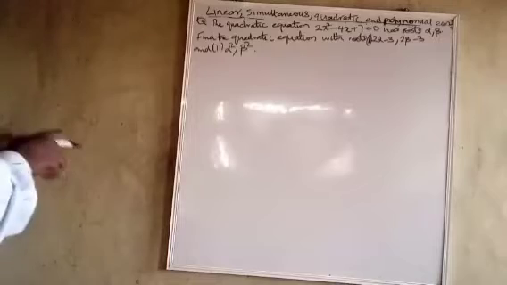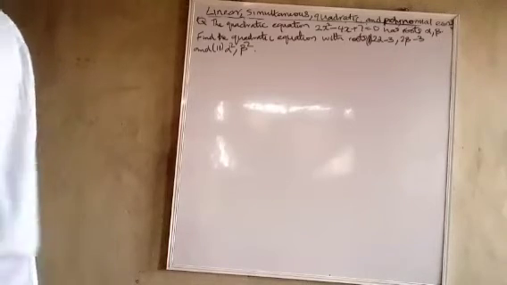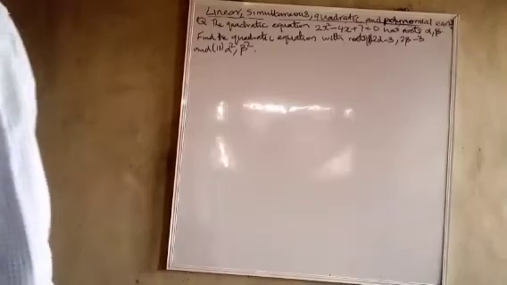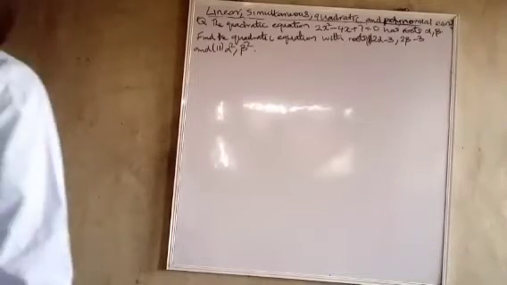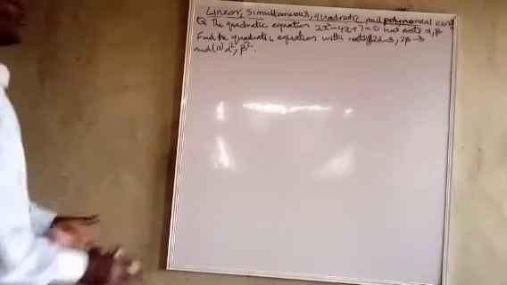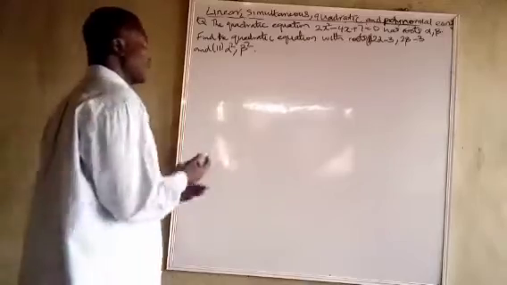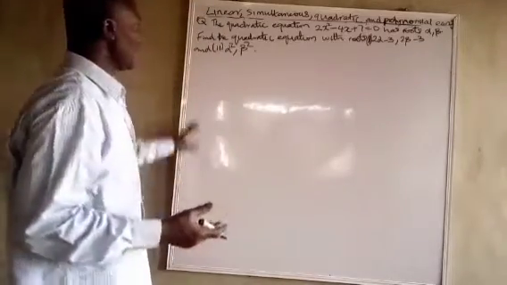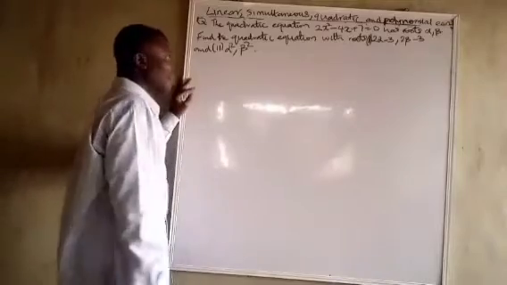The quadratic equation 2x squared minus 4x plus 7 equals 0 has roots alpha and beta. Find the quadratic equation with roots 2 alpha minus 3, 2 beta minus 3, and 2 alpha squared beta squared. You can do it either by using the formula or the substitution method. Because it is a quadratic equation, it is easy using the formula.